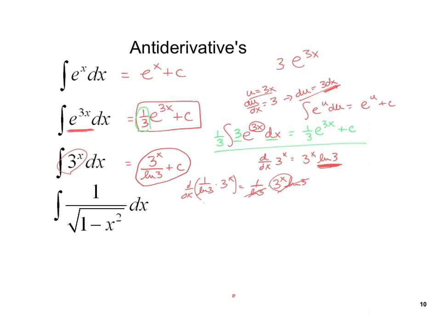And the last one, you look at it, and that should be one that you just recognize right off the bat. And this last one is going to be the inverse sine of x plus c, because the derivative of inverse sine is 1 over the square root of 1 minus x squared. So that takes care of that page. Let's see what's next.